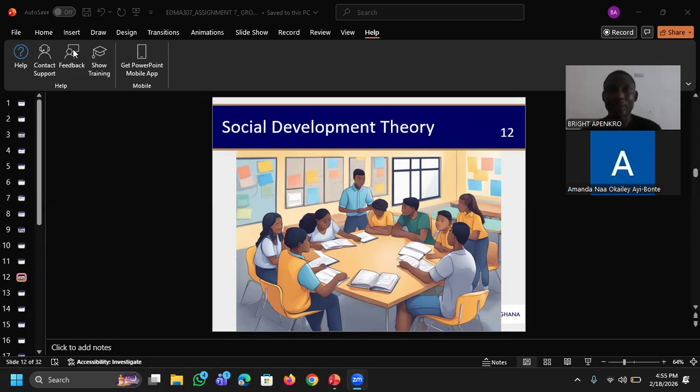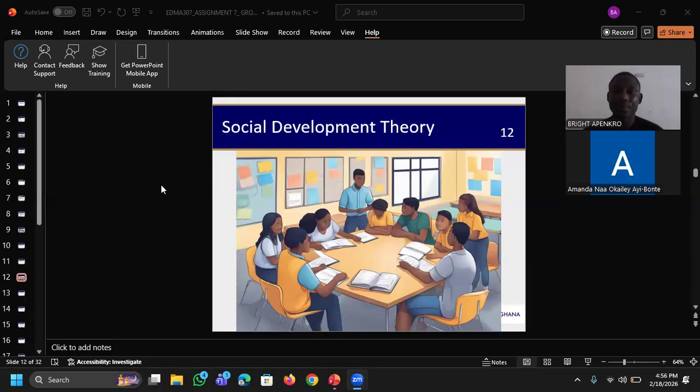And now we are going to look at the social development theory. As we can see, this is a social environment where you see the learners seated together with their facilitator. If you look at the environment, it's like they are in a group. If we talk about social coming together, you can see from the picture that this is not an individual thing that they are doing, but this is a group thing. The lexical meaning of the word social means coming together. So that is what the picture depicts.